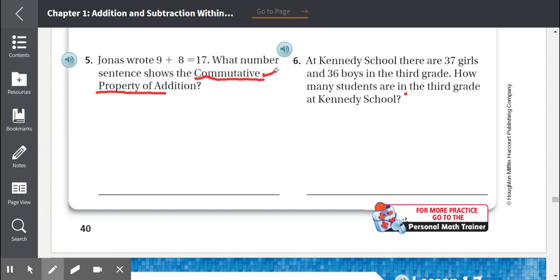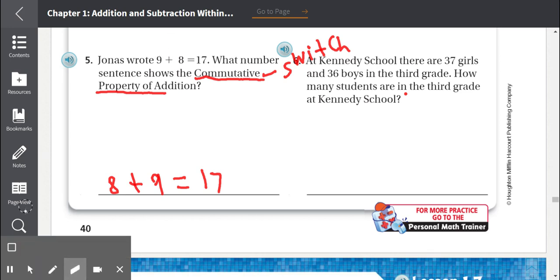And we know that the commutative property is when we switch the addends. So whenever you hear commutative property, just think of switch. So if 9 plus 8 equals 17 and we switch the addends, the numbers we add, 8 plus 9 becomes 17. We don't have to solve it because if 9 plus 8 equals 17, when we flip the numbers, it'll also equal 17. So all the commutative property means is the numbers switch.